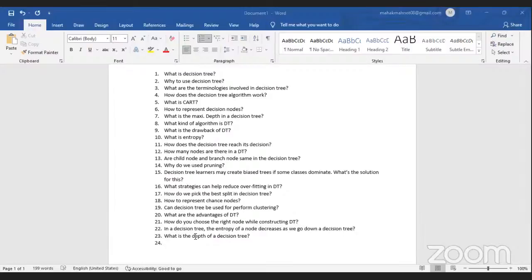So what is the depth? It means a measure of how many splits a tree can make before coming to a final prediction. How many splits it will take, that is called the depth of a decision tree, like 3 or 4 or 5, depending on the data set. So the tree depth is a measure of how many splits a tree can make before coming to a prediction.